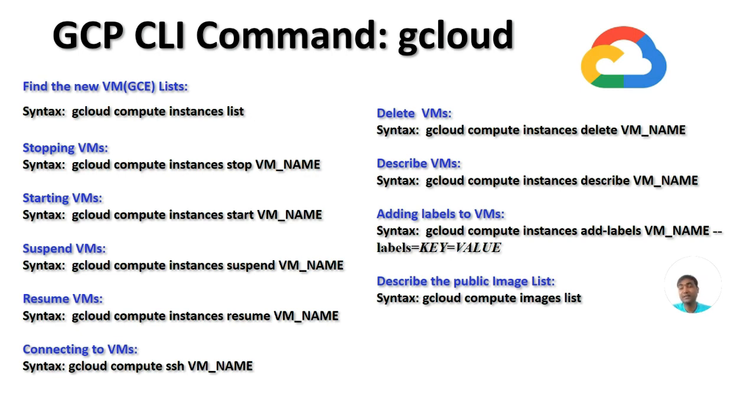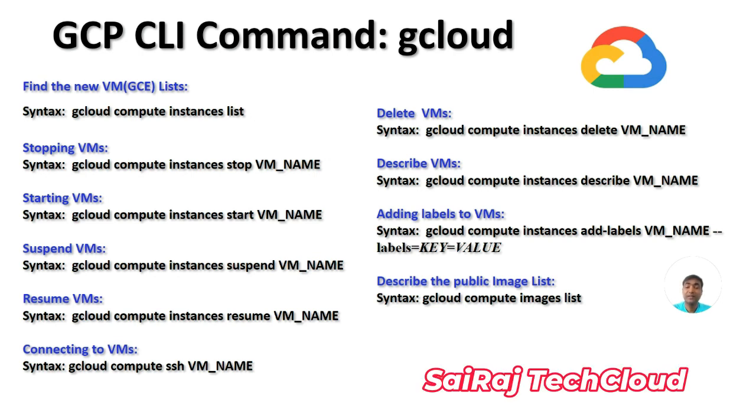And similarly guys, if you want to connect to the VM in the CLI, then use the command gcloud compute ssh VM name. If you want to delete the VM, then use the command gcloud compute instances delete VM name. If you want to know the details about the VM, then use the command gcloud compute instances describe VM name.